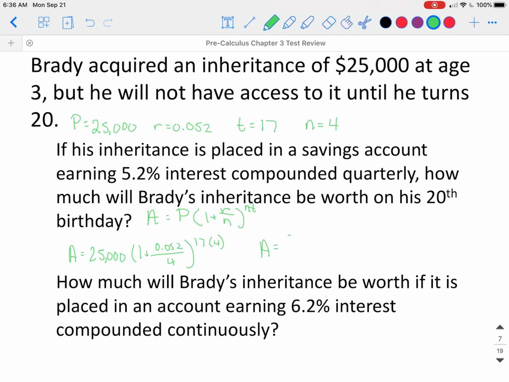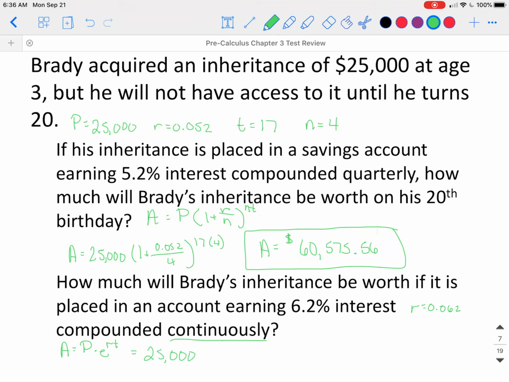And this means on his 20th birthday, he should have $60,575.56. Now, if we change this, and his interest rate is now 0.62, and it is compounded continuously, that is a different formula. That's p times e raised to the rt power.